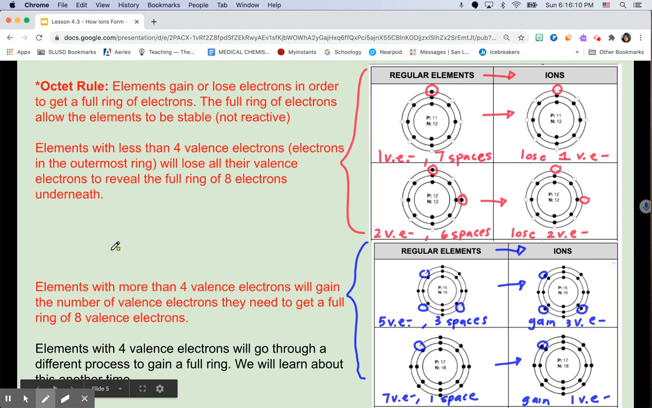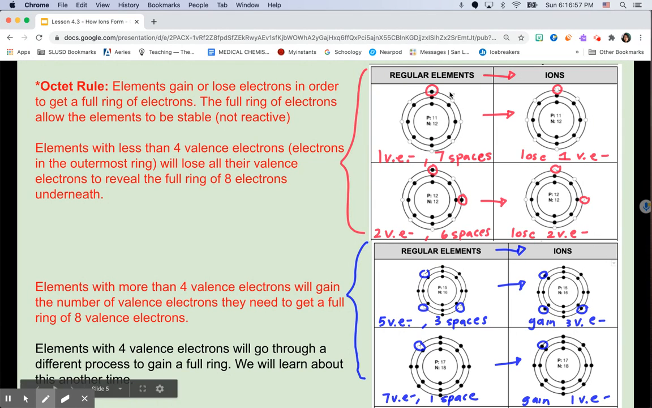All right, so in this slide, we're going to go over how regular elements turn into ions and what that pattern is. We did a little bit of pattern identifying in our classwork today, and if you missed that, we're going to go over it again and clarify those patterns. So looking at the first two, I'm just going to look at the number of valence electrons each type has.